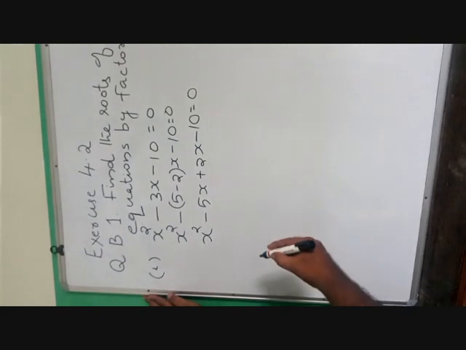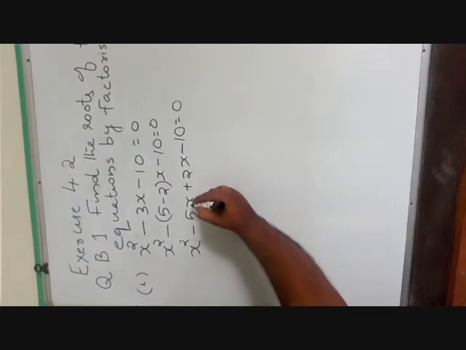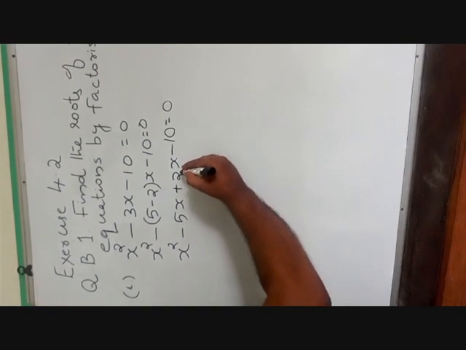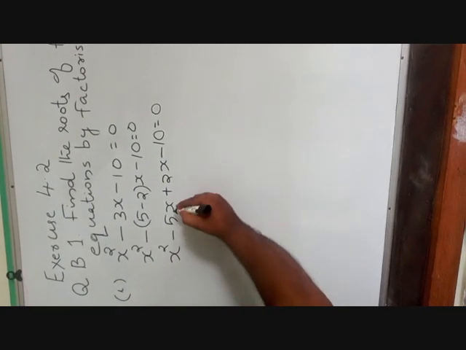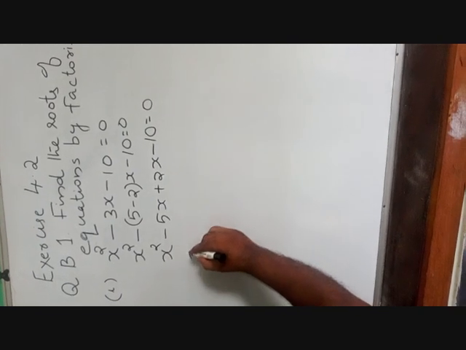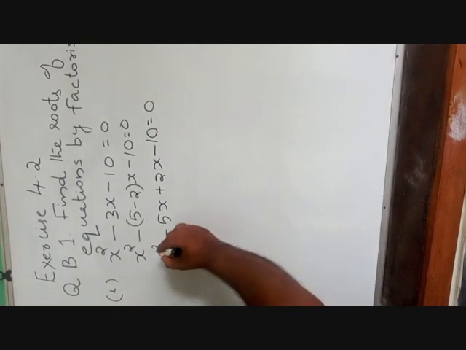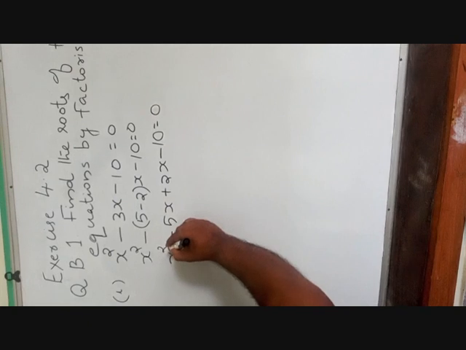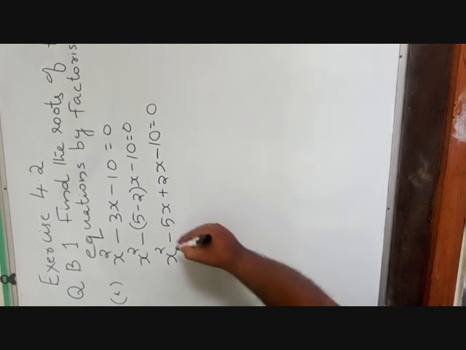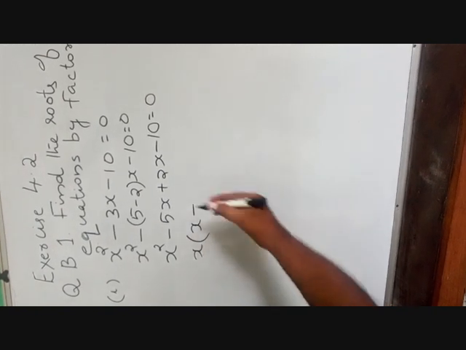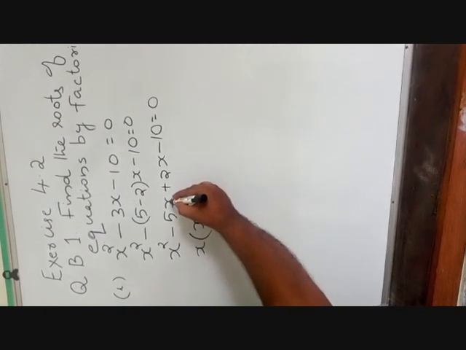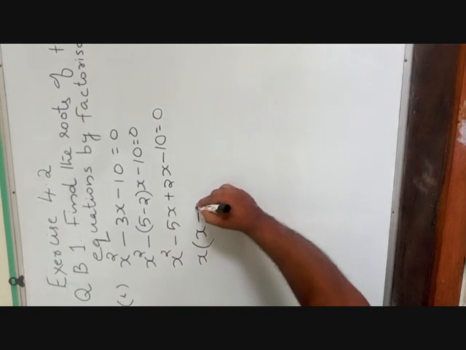Now we can divide this equation into two parts, that is x squared minus 5x and 2x minus 10. From the first part, that is x squared minus 5x, we can take x out of the bracket. Here x squared means x into x. One x we have taken out of the bracket, the remaining x is there. Minus, here 5x is there, x we have taken out, 5 is remaining.